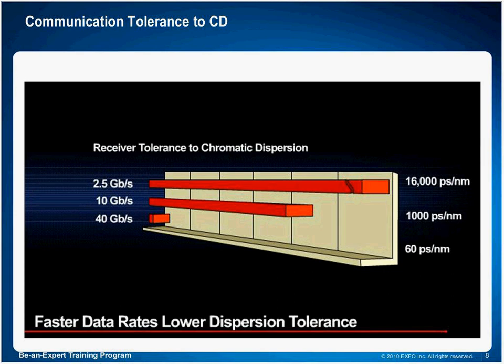As we move on to 10 gig and 40 gigabits per second, the values of tolerance decrease dramatically. For 10 gigabits per second, we're roughly at 1,000 picoseconds per nanometer. At 40 gigabits per second, we're roughly at 60. Now, these are for typical receiver systems.